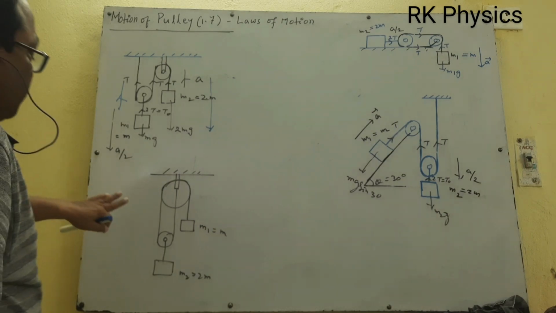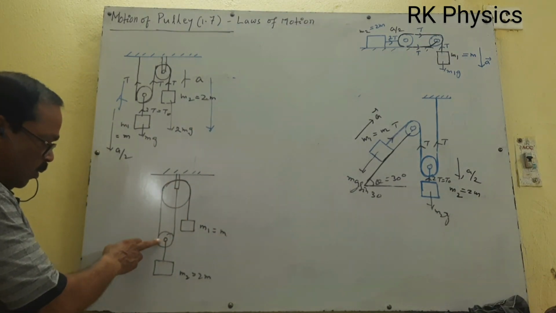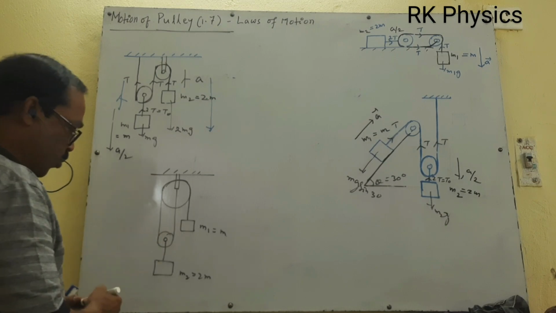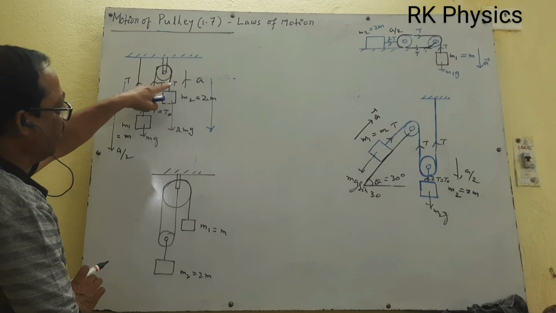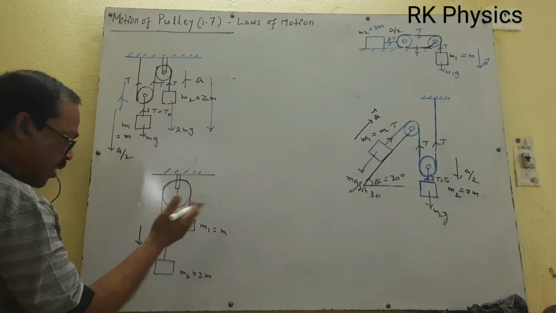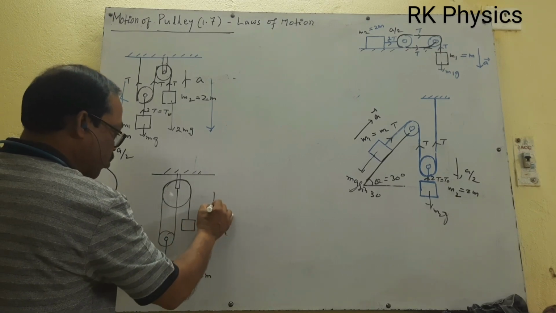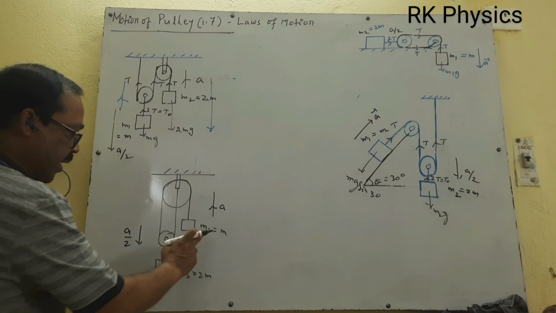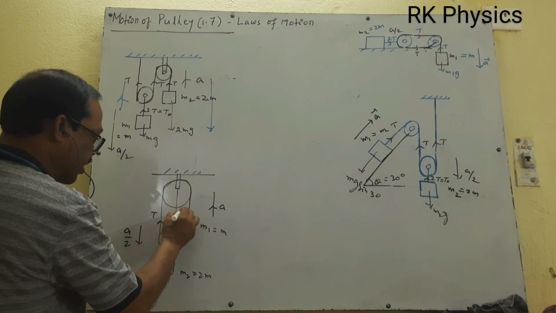Now let us see the fourth figure. Identical. This pulley is movable. Now in this figure, I am taking this 2m is supposed to be moving down. You take any convention. Down with acceleration a by 2. m1 is up with acceleration a. m1 is m, m2 is 2m, and tensions are T, T, T.